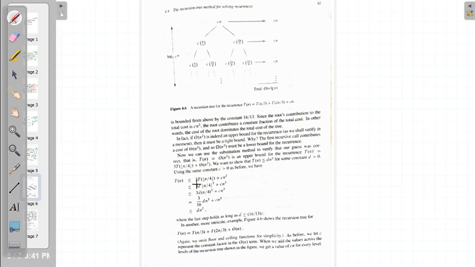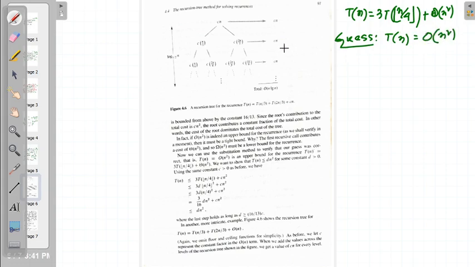So okay, we have got a good guess, right? Now we have this recurrence: T(n) = 3T(floor(n/4)) + Θ(n²). Our guess is T(n) = O(n²). Now we know how to solve this by using the substitution method.